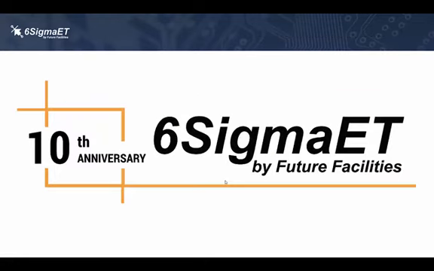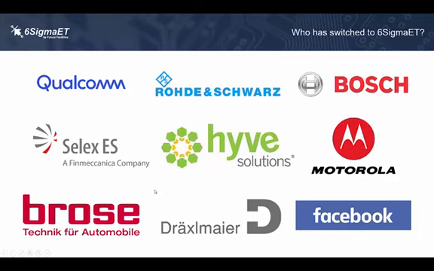Last year we celebrated the 10th anniversary of 6SigmaET here at Future Facilities. Over the last 10 years, many companies have switched to 6SigmaET, and this is just a flavour of those companies. So, big engineering companies like Bosch, defence companies like Rohde & Schwarz, who do a lot of test equipment, and household names like Facebook and Motorola and Qualcomm doing the chip design in 6SigmaET.